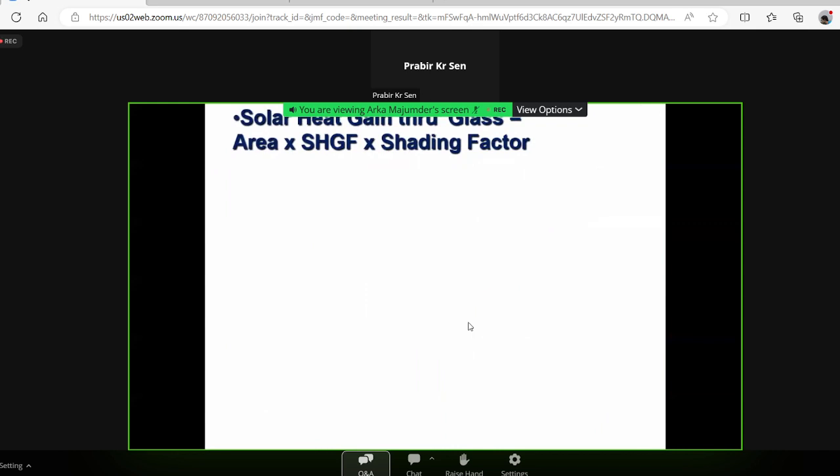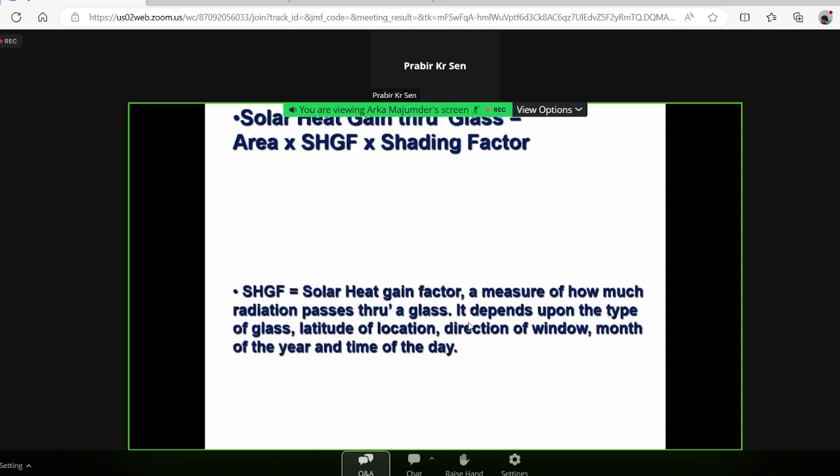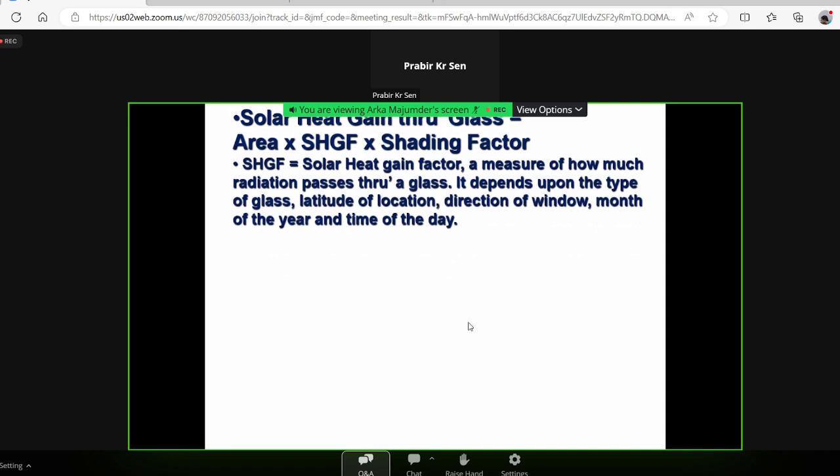Now, direct solar heat gain through glass, which is direct solar radiation coming in, is area into solar heat gain factor into shading factor. If you are using a curtain, then each curtain has got a shading factor. So area into solar heat gain factor into shading factor. Solar heat gain factor is a measure of how much heat the glass allows. It depends upon the type of glass, latitude and location, direction of window, north, south, east, west, and year and time of the day.